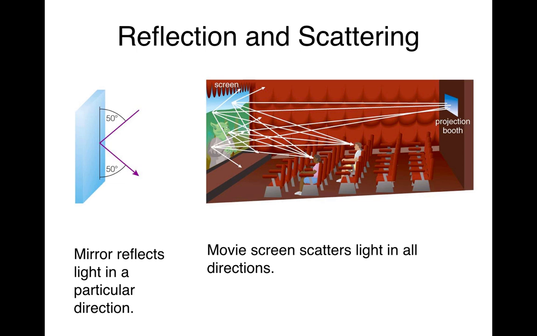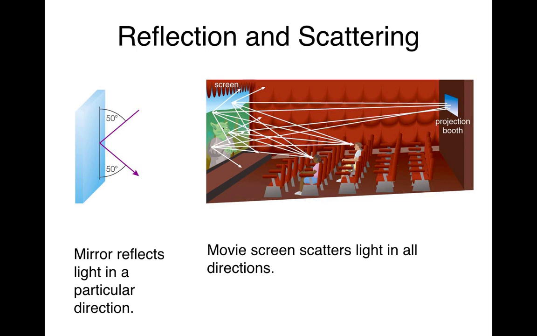Reflection is exactly what it sounds like. Light reflects off a mirror, which has a nice smooth surface. If it comes in at a particular angle, it'll leave and reflect off that mirror at the same angle. This is why it depends on where you're standing if you want to be able to see yourself in a mirror. Scattering, on the other hand, is reflection but off of many surfaces, a rough surface, not a smooth surface.